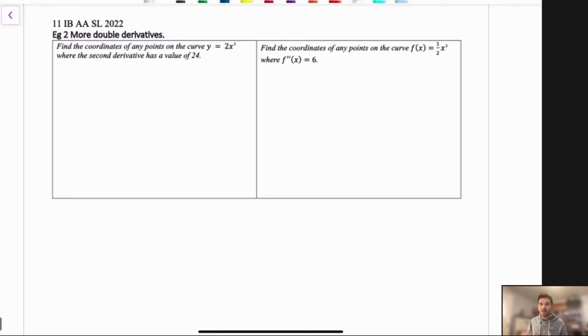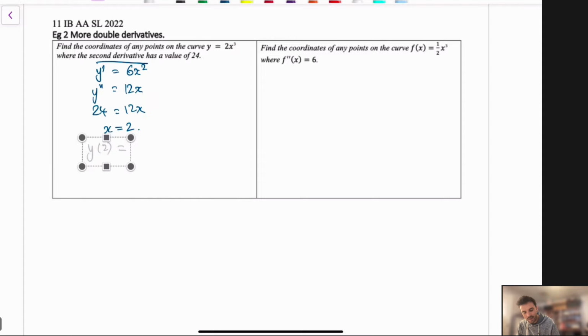More double derivatives. Find the coordinates of any points on the curve where the second derivative has a value of 24. Okay. So second derivative. Let's find that second derivative. y dash is equal to 6x squared. y double dash is equal to 12x. And let's make it equal 24. x is equal to 2, and now we need to sub into our original function to find that. 2 lots of 2 cubed, and that's going to be 16, and it says what are the coordinates, so there's our answer.